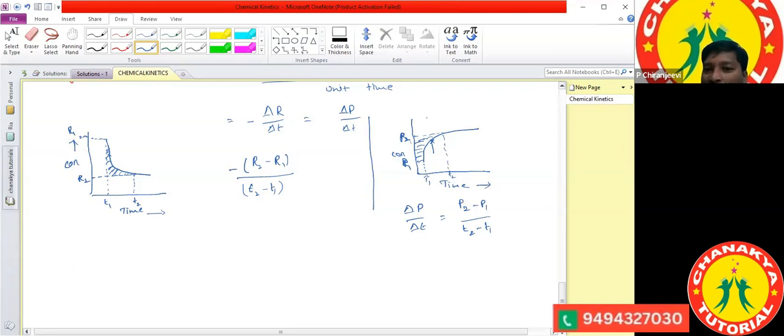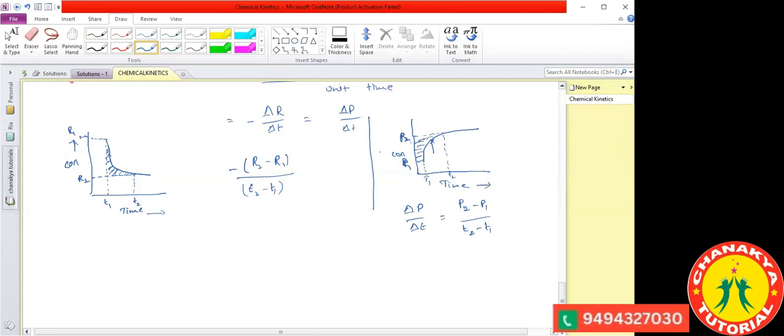Instantaneous rate can be represented by dx by dt. A small change in the concentration of the reactants or products over a small interval of time is called the instantaneous rate of reaction. Got it? All of you understood or not? So it's just basically minus delta R by delta T.